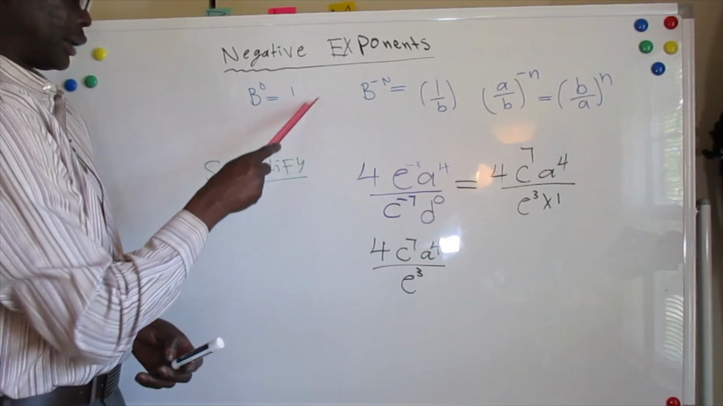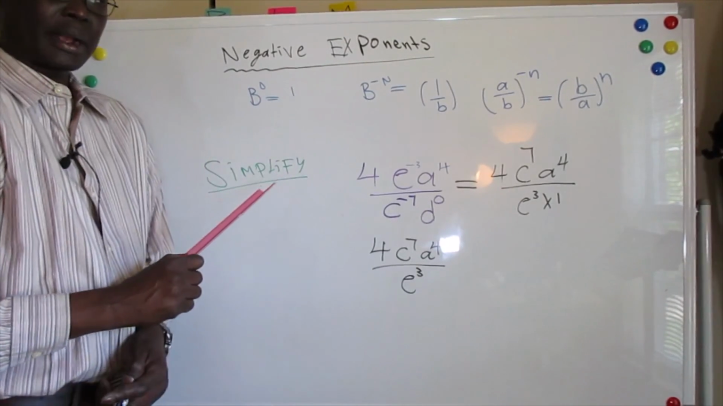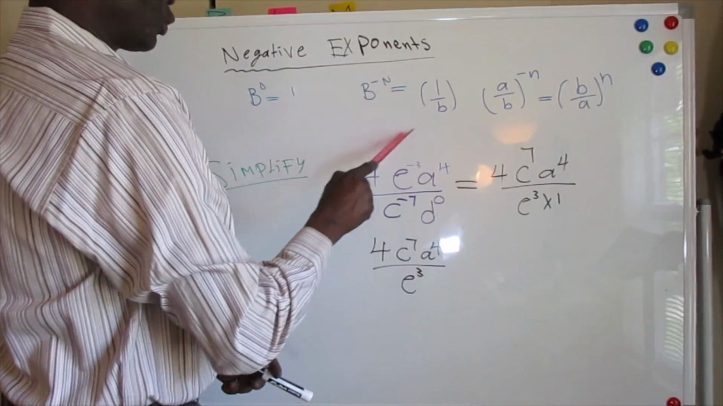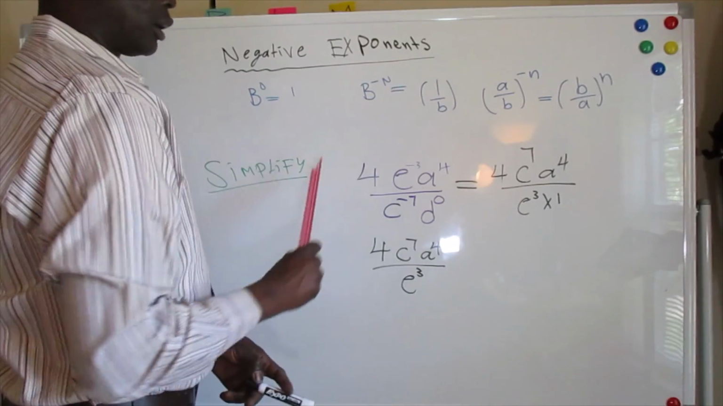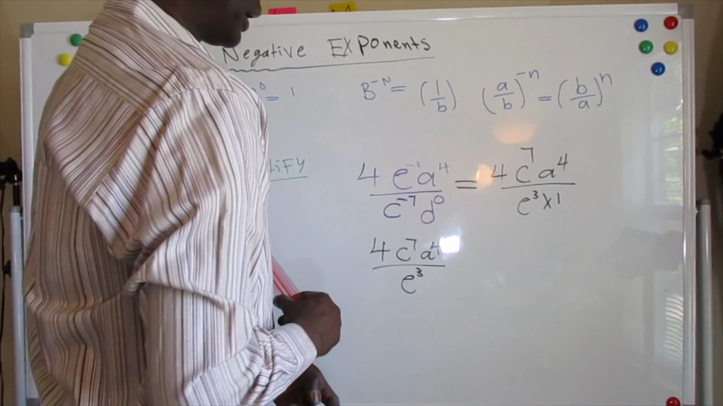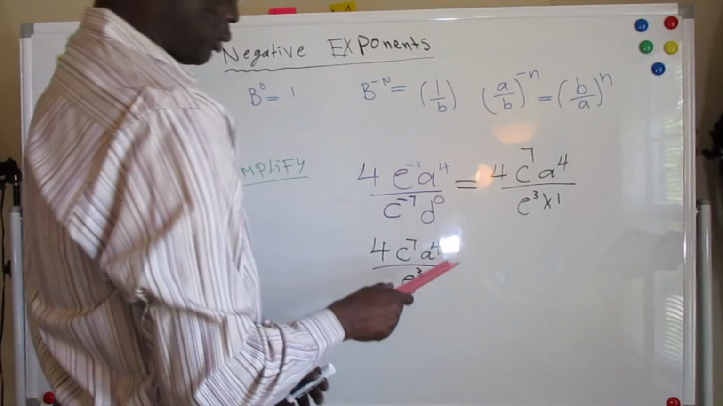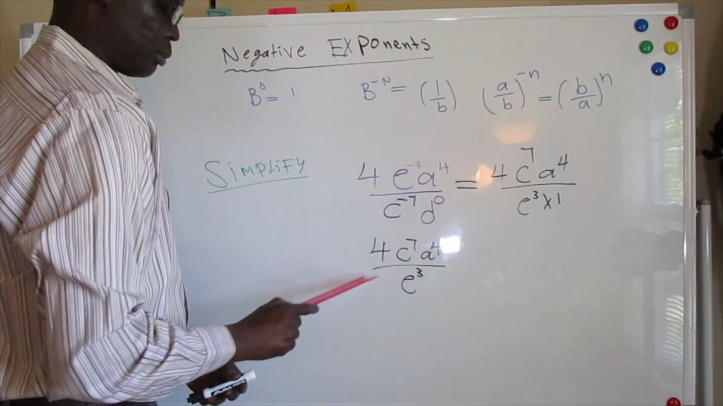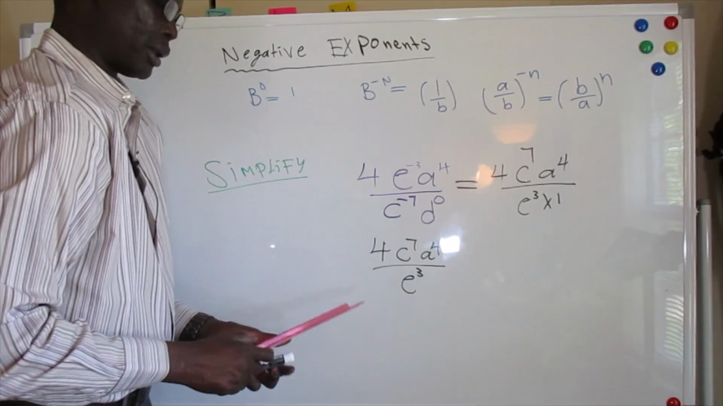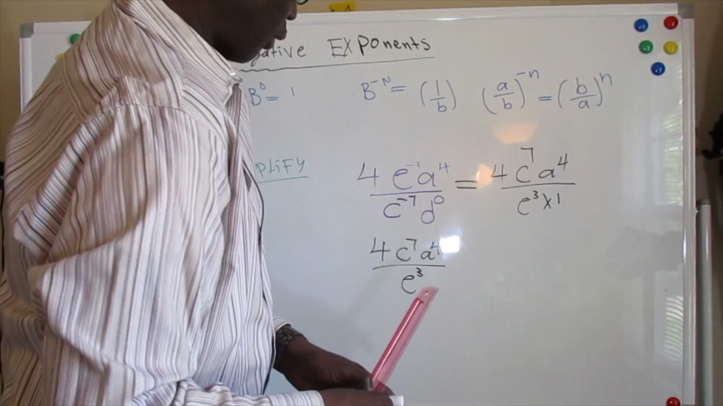Because as you see here, b can be any number. As you see here, you flip the bottom to the top and the top to the bottom, and as you can see, your answer should be 4C7 times A4 divided by E3.